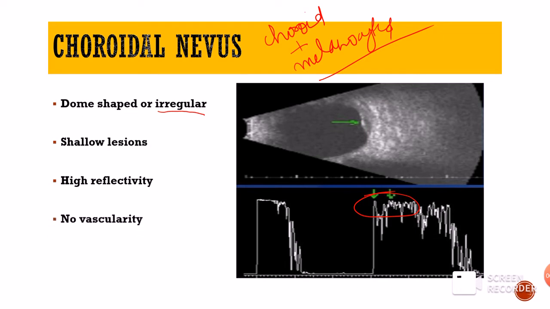Now also, if you do a stationary echography, in which you don't move the probe and don't let the patient move the eyeball, you will see certain spontaneous spikes in case of melanoma, indicating that there is internal vascularity. Internal vascularity is a feature of malignant lesions, and since a nevus is a benign lesion, we will have no vascularity in a choroidal nevus.